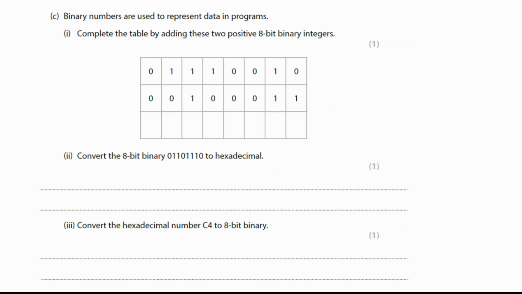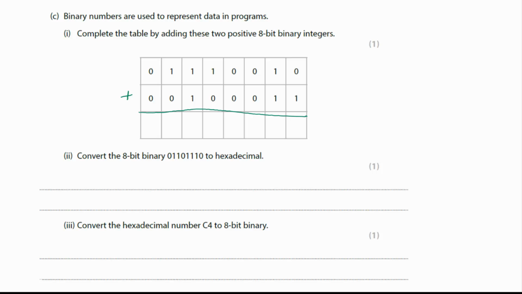We now have a couple of questions on binary. They're usually not worth many marks, to be honest. I think people sometimes assume binary is going to be a massive part of the exam, but really it's meant to be quite simple, to be perfectly honest. First of all, we're doing binary addition. So you just have to remember some simple rules. It's the same as normal addition.